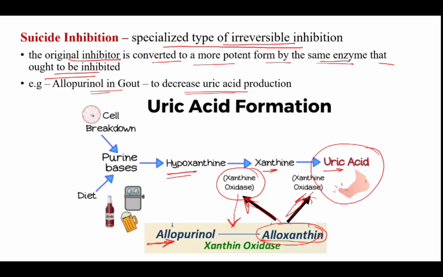So the original inhibitor, allopurinol, is converted to a more potent inhibitor, alloxanthine, by the same enzyme that needs to be inhibited. Xanthine oxidase is the enzyme that needs to be inhibited, and this particular enzyme converts allopurinol to alloxanthine, and this alloxanthine will in turn inhibit xanthine oxidase, so that uric acid production is decreased or stopped, and that is called suicide inhibition.